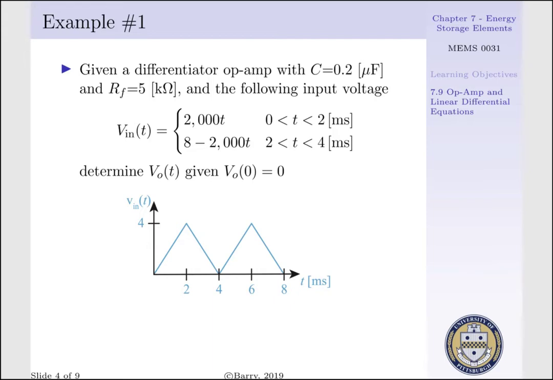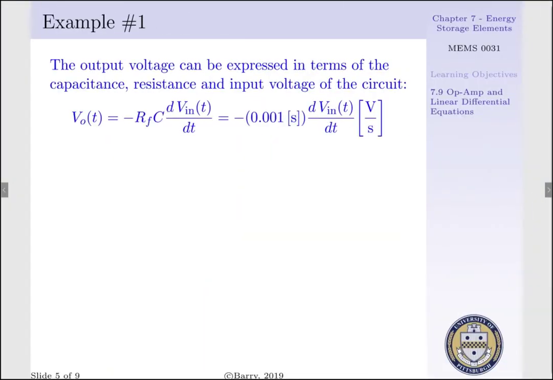to 0. Now to do such, we have to construct an expression that relates our output voltage in terms of our input voltage, our capacitance, and resistance. Our output voltage is going to be equal to minus RF times C times the time rate of change of our input voltage. The quantity minus RF times C gives us a value of minus 0.001 seconds, and this is times the time rate of change of our input voltage.